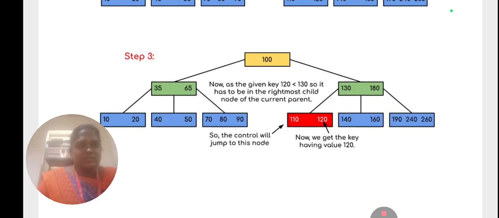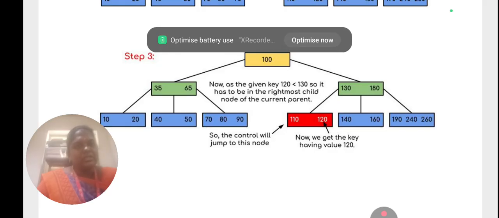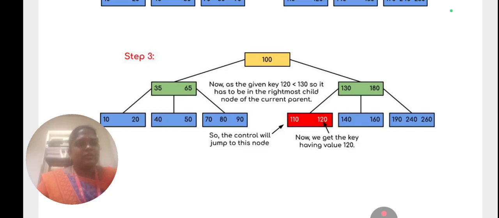And then, as given, 120 is less than 130, so it has to be the leftmost child node of the current parent. 130 is greater than 110 and 120, so they come from the left side of the parent node. And then between 130 and 180, 140 and 160 are in between, so it is taken with the in-between child node. After 180, 190, 240, 260 are after 180, so they are taken with the right side of 180.